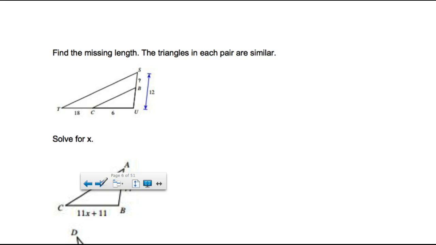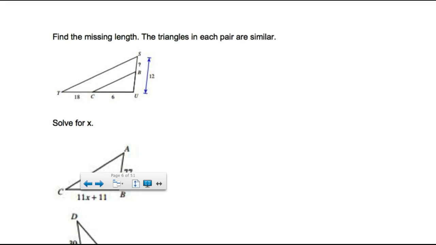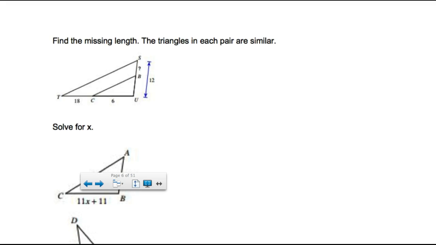All right, so again, we've got similar triangles here, finding missing lengths. So I'm going to be setting up some proportions. But the difference is it's not always clear who goes with who. So we've got to be a little careful, be a little bit more clever. Let's go find our missing part, X, and see if we can figure this out.